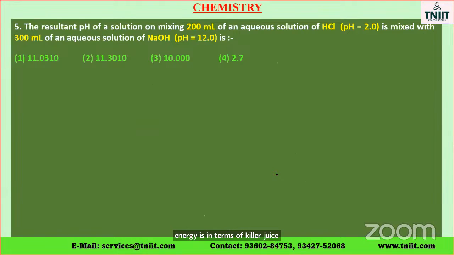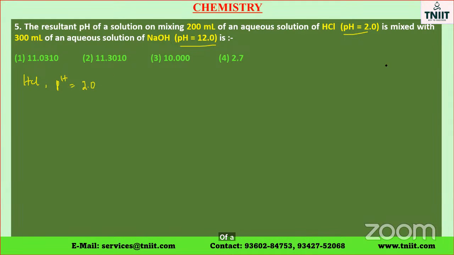Next question. The resultant pH of mixing of 200 ml of aqueous solution of HCl with 300 ml of NaOH of pH 12.0. They've given pH. If they'd given concentration, the working pattern would be easy. But anyways, first we will try to understand this. Hydrochloric acid, HCl, is a strong acid. They've given the pH of HCl to be 2.